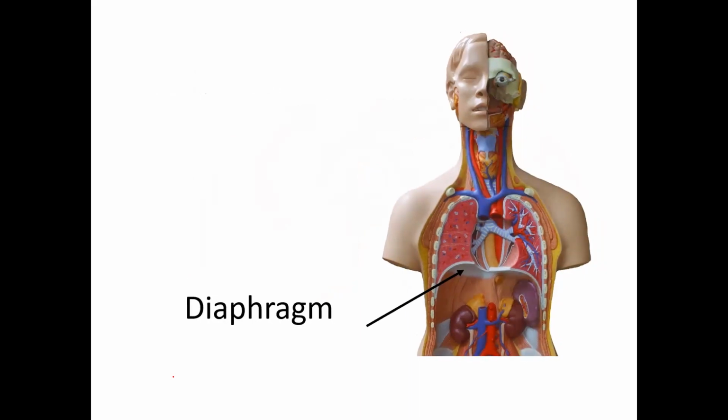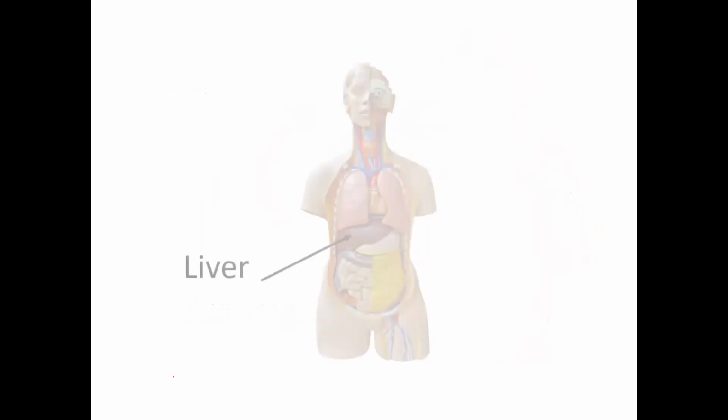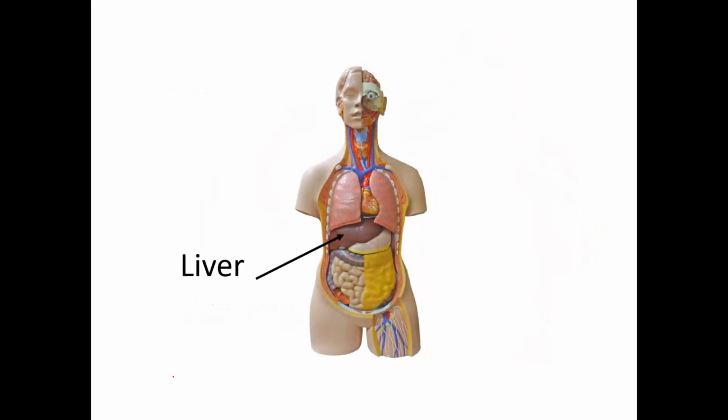All right, that's the diaphragm. Now in this model, we zoom out a little bit and you can see the liver. So the liver sits off to the right side of the body and it's immediately inferior to the diaphragm. It's quite a big organ. It's the largest internal organ.